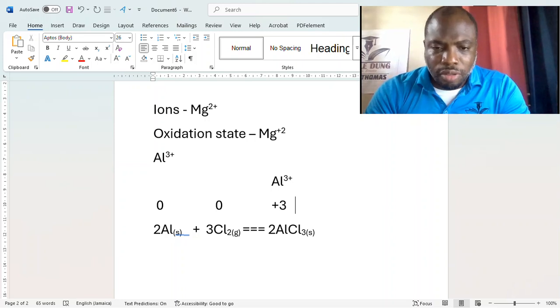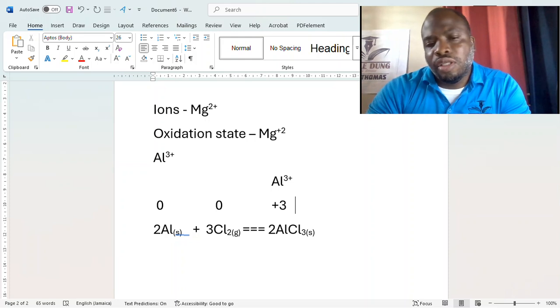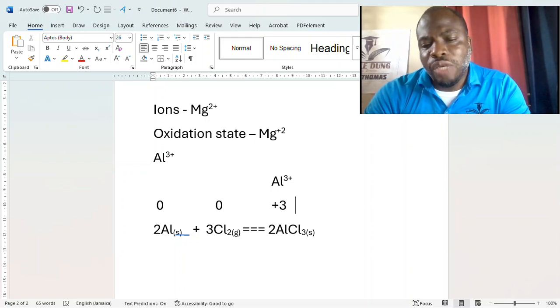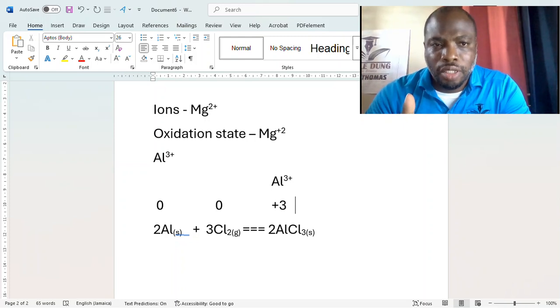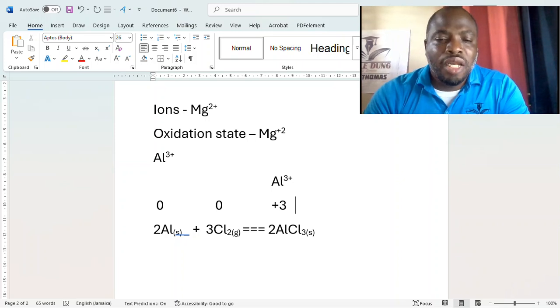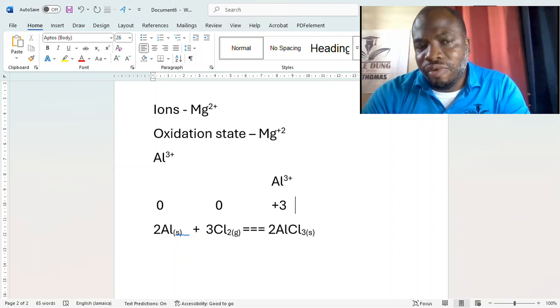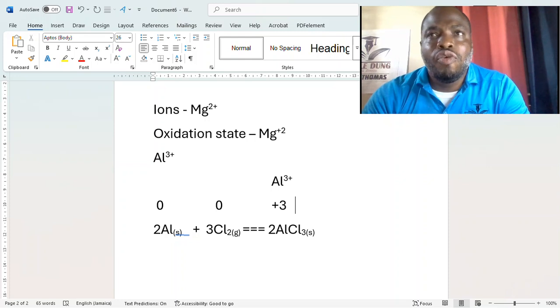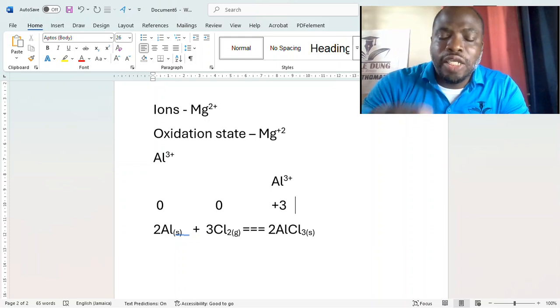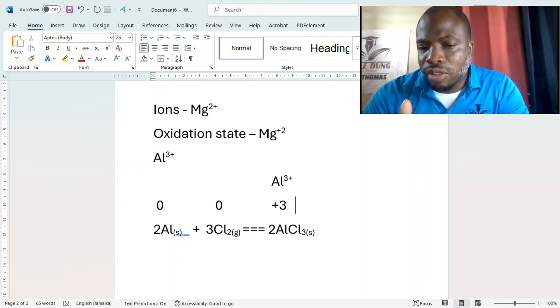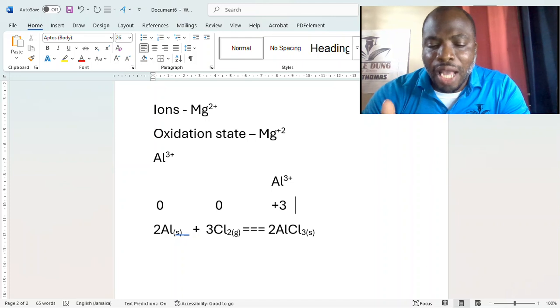Next point I want to talk about is the chlorine. You see the chlorine, even though we have 3 of them, when you're talking about the oxidation state, you're talking about the state of one atom or one ion of that element. So sometimes students will see this and say, sir, the oxidation state would have been a -3. No, the -3 is for all of the chlorine ions. So when you're referring to the oxidation state, please remember you're looking at it in terms of one of those ions or atoms.